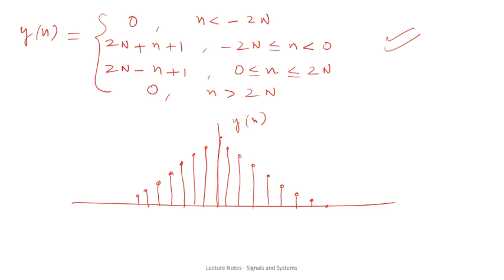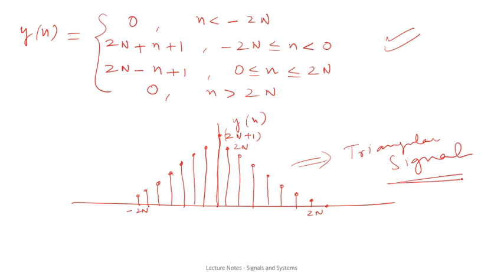It is resembling a triangular waveform. This will be 2N plus 1 this height, this will be 2N, this will be 2N, this will be minus 2N. Okay, this particular point. So this is a triangular signal, which is the result of this convolution operation.